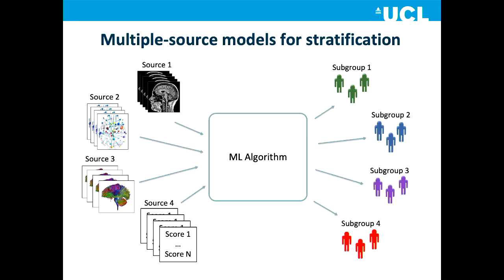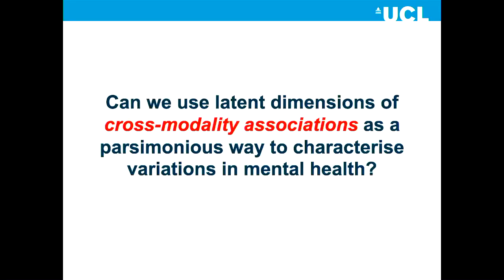And in my group, we are trying to solve this problem by simplifying. I hope that in the next couple of slides, I will give you the intuition of how we are trying to make this problem easier to solve. So we are trying to solve this problem by answering the following question: can we use latent dimensions of cross-modality association as a parsimonious way to characterize the variations in mental health?